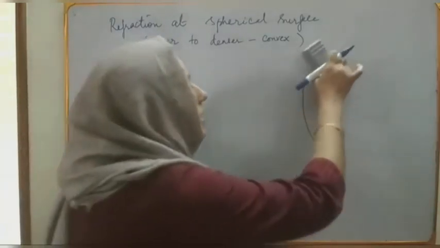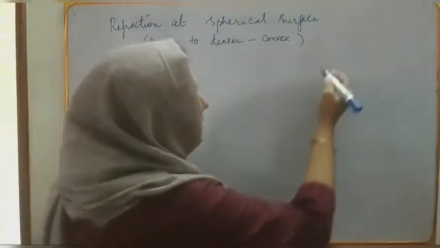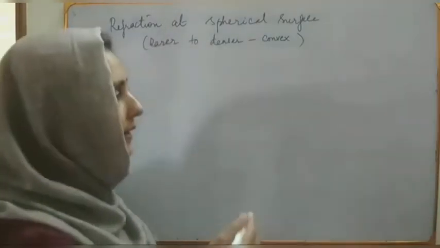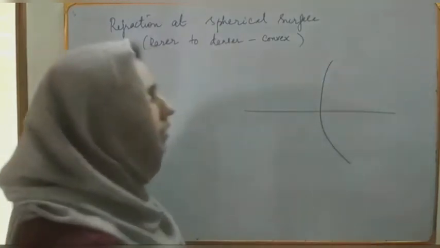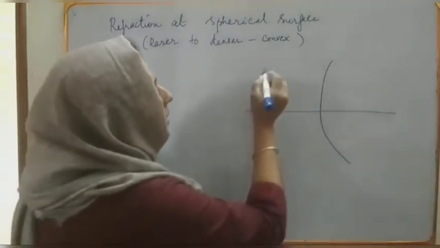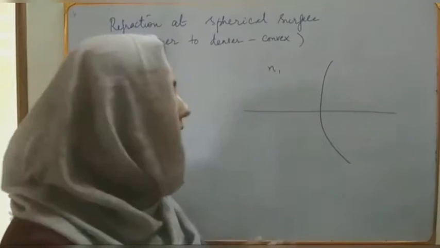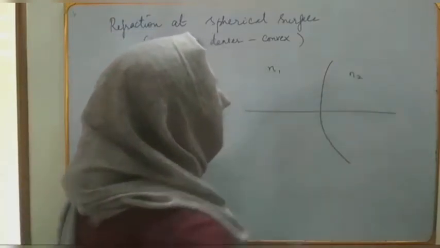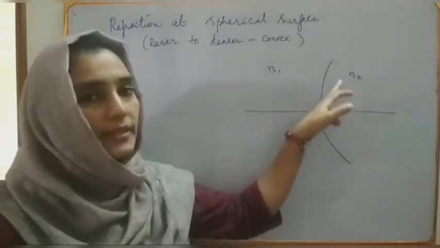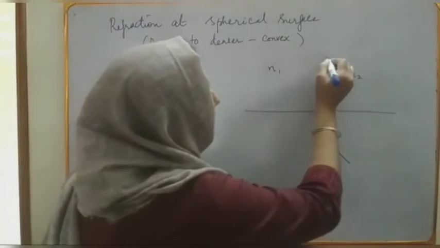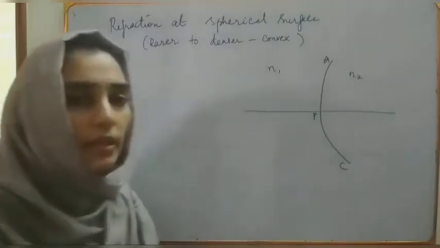So first let us see how the image is formed by the convex surface. For that we have to draw the diagram. First let us draw the principal axis. Then you can have the convex surface. Here it is a rarer medium, say air, because we are going to keep the lens in air, and n2 is the refractive index of the material of the convex surface. So this is the convex surface. For simplicity, let us mark it as APC. Let this be the convex surface.